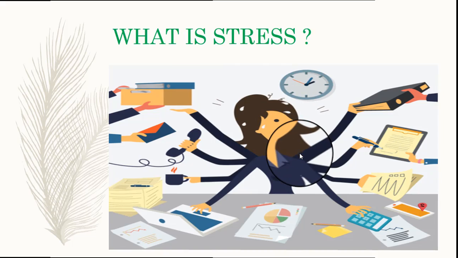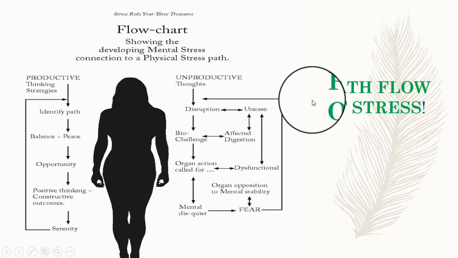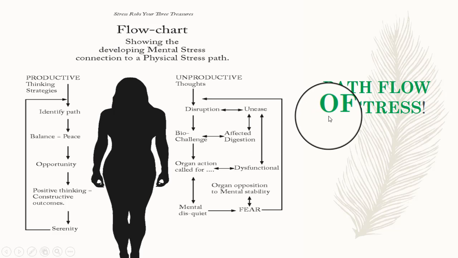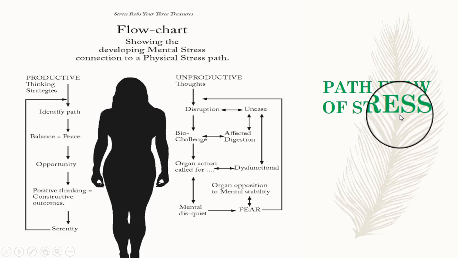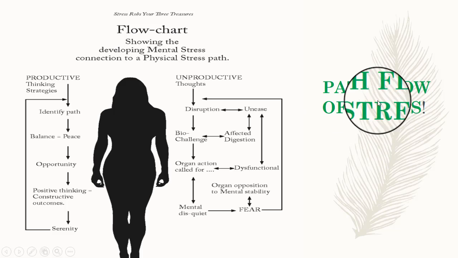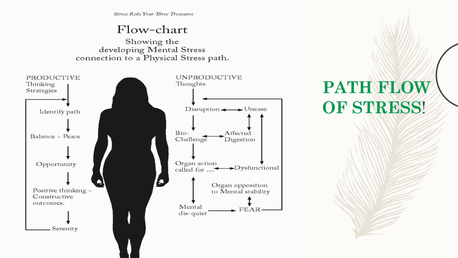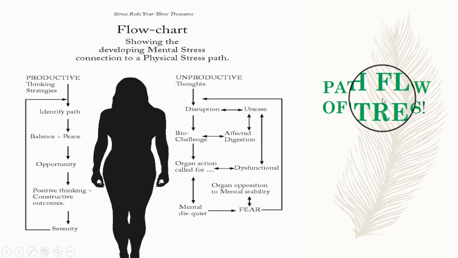Now we will discuss the path flow of stress, and later on we will discuss it in an elaborated way, and what are the 5 main steps included in the stress reaction cycle. Later on we will discuss them. So here, as you can see, the first step is that whenever stress is perceived by the hypothalamus, which is the master gland of the human body, which is situated in the brain.